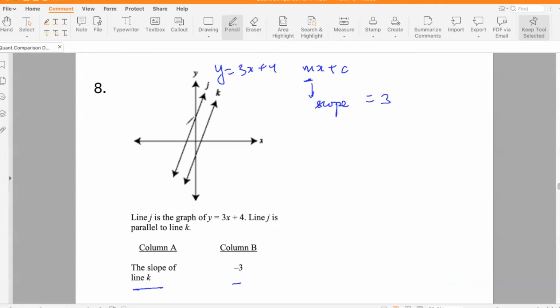And since the two lines are parallel, the slope of line K will also be 3, because parallel lines have the same slope. So the slope of line K is 3 and column B is minus 3. So the quantity in column A is greater.